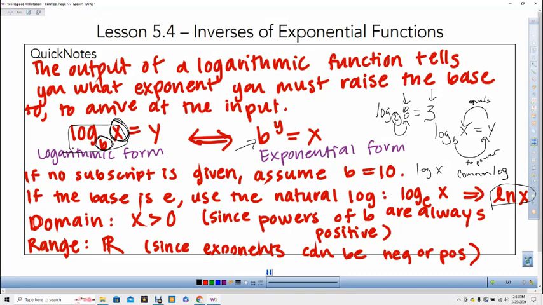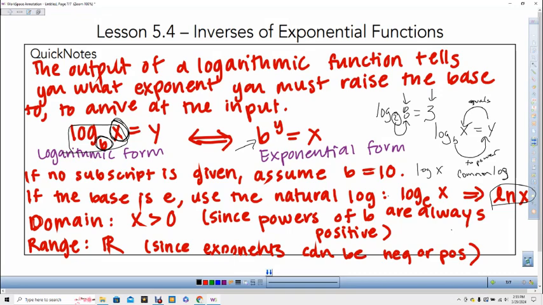Now, the domain is x is greater than 0 since powers of b, being a positive number that's not equal to 1, are always going to be positive. There's never going to be a negative 1 like we were talking about just a second ago, and it's never going to be 0. You're never going to take 3 and raise it to any power where it's going to be equal to 0. You're also never going to raise 3 to any power and get a negative 3. It just doesn't happen. That's mathematically impossible. So that's what we're talking about when we're talking about the domain. Because remember, the domain here is what b is raised to some power to get.